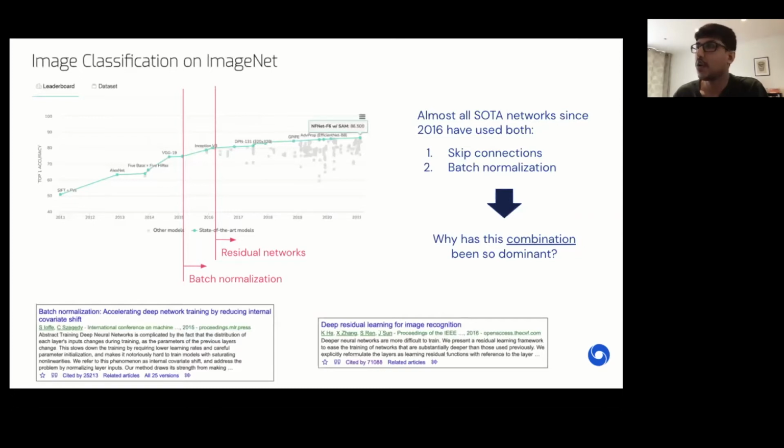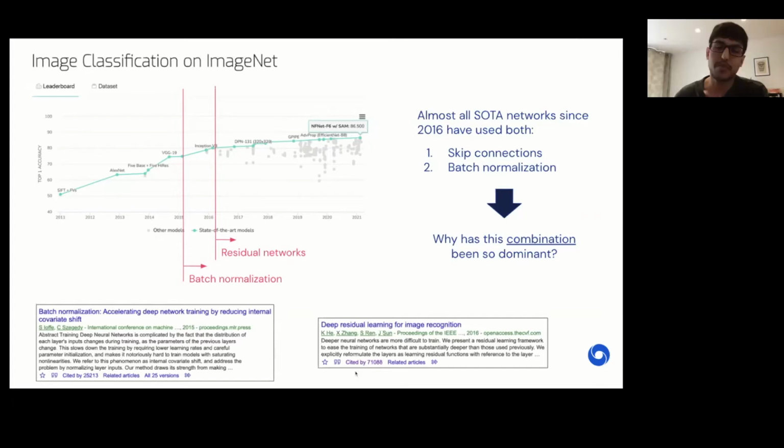Okay, so here's a screen capture I took from the Papers with Code website, which tracks the ImageNet top one accuracies attained by different models over time. So this is image classification results on ImageNet. If you look at when batch normalization and ResNets were proposed, the batch norm paper came out around 2015, and the residual network paper came out around 2016. And these two techniques have been extremely popular in the literature, particularly for getting good results on vision models. This can be seen if you look at the citation counts of these two papers.